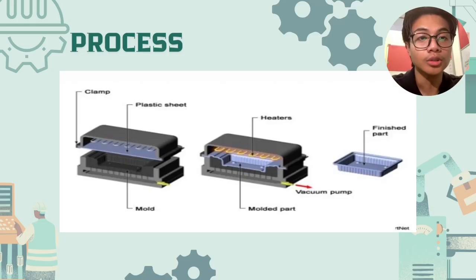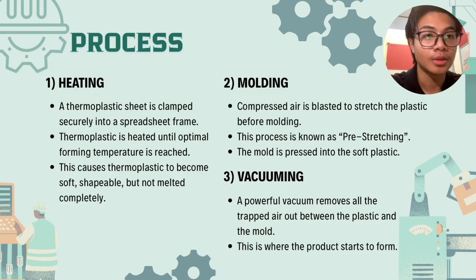So now let's talk about the process of vacuum forming. Vacuum forming can be divided into 5 parts. Now let's talk about the first part, which is heating. Firstly, a thermoplastic sheet is clamped securely into a sheet frame, and then the thermoplastic is heated until the optimal forming temperature is reached. This causes the thermoplastic to become soft and shapeable but not melted completely.